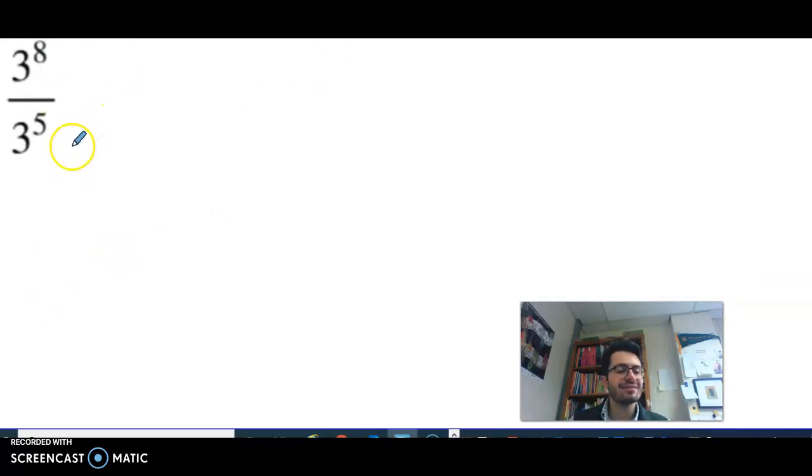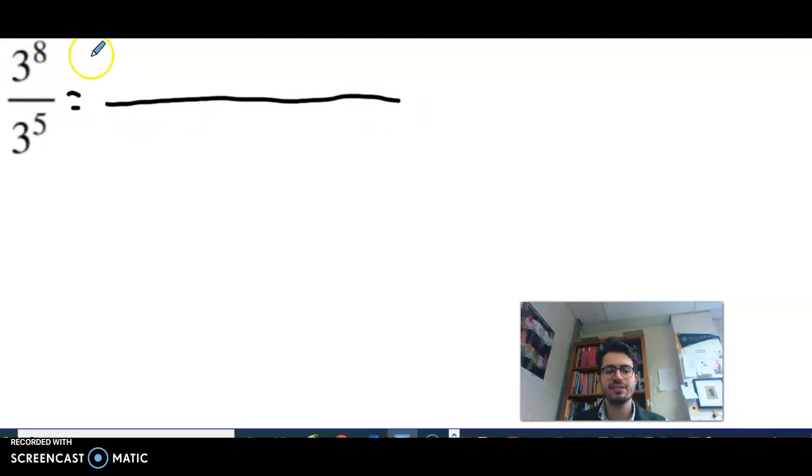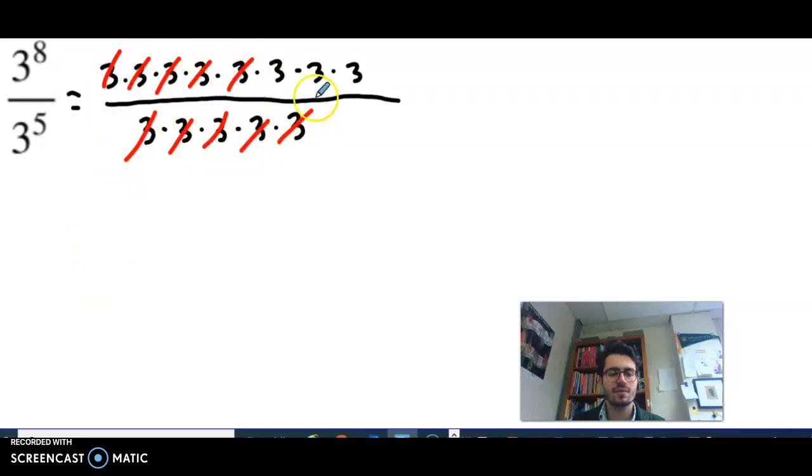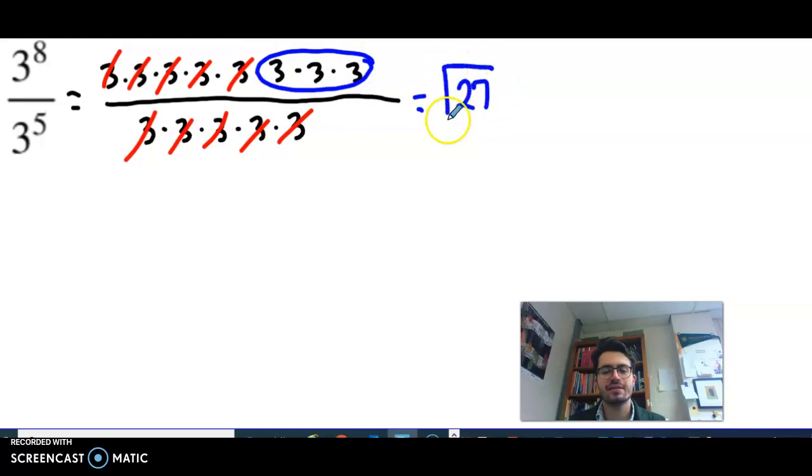This example, I'm now dividing. So I have 3 to the 8th over 3 to the 5th. Let's write that out. And I want us to expand. 3 to the 8th means I'm multiplying 3 8 times. 3 to the 5th is 3 5 times. Now I can divide. I know 3 divides with 3. Another 3 divides with 3. And I'm left with 3 times 3 times 3 in my numerator. 3 times 3 times 3 is 27. That is my final answer.